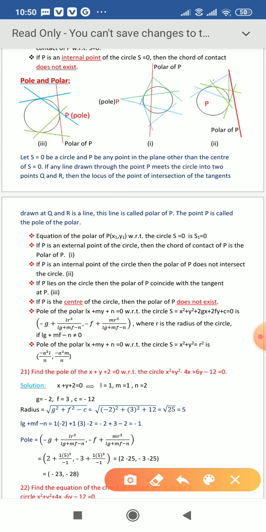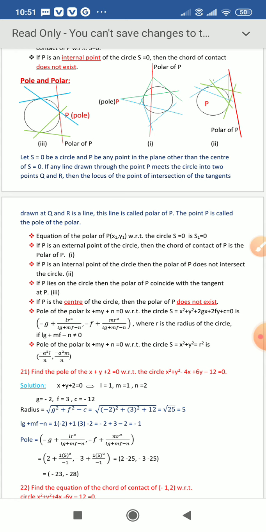From this point, draw a secant line. That secant line cuts the circle at 2 points. Draw the tangents to the circle at those 2 points. There is a point of intersection of the tangents. The locus of the points of intersection of these tangents is called the polar of our point P with respect to the given circle. Okay, you observe this also.